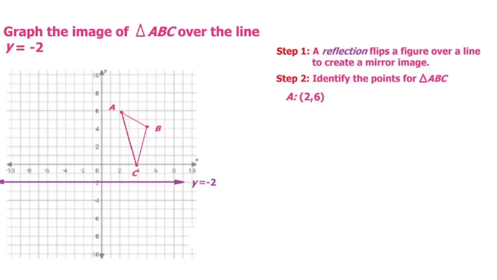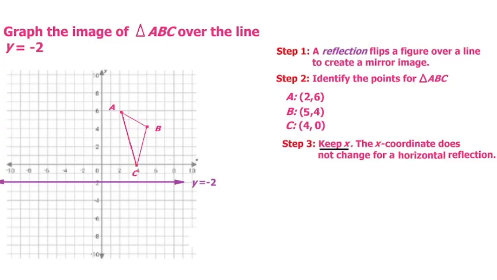So now we can identify the points for triangle ABC. A is at 2, 6. We could see x is 2, y is 6. B is at 5, 4. Okay? So x is 5, y is 4. C is at 4 and 0 for y, right? There's no y, it's just right on the line.